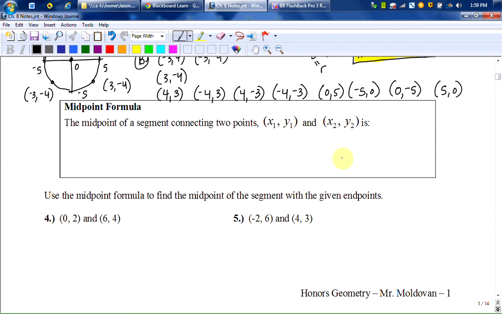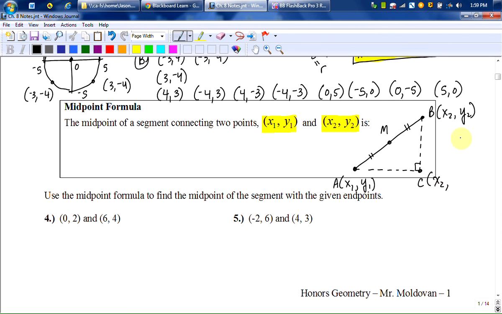This is the next formula that you're going to need to know. We have these same 2 points that we used in the distance formula. We'll plot points. This is A at x1, y1. This will be B at x2, y2. And we want to find the middle, which is point M, let's say. So that means that these pieces need to be equal. So again, we'll sketch in a right triangle. Call this point C, x2, y1.